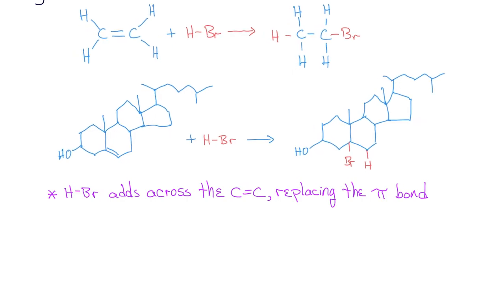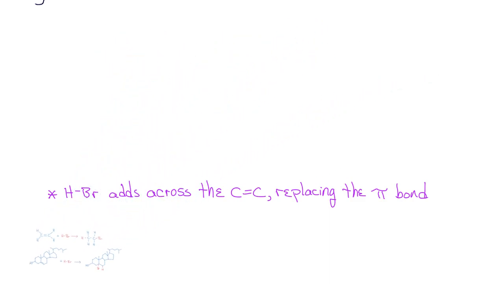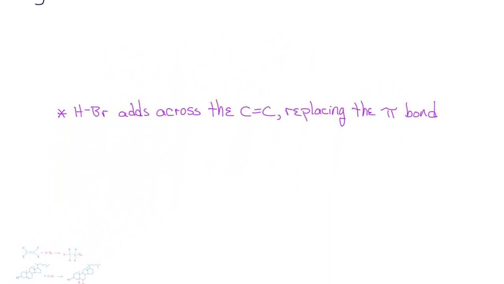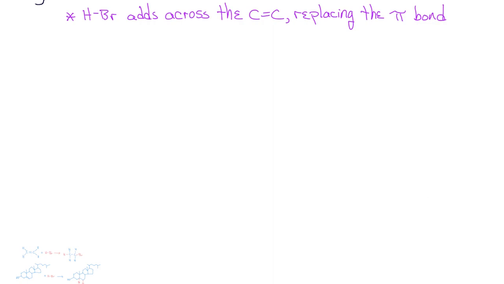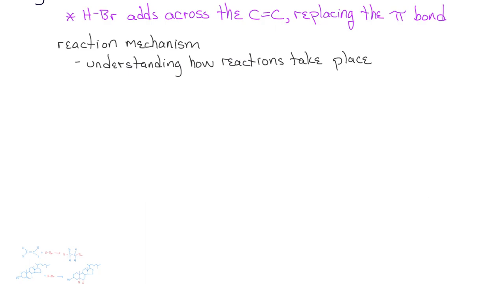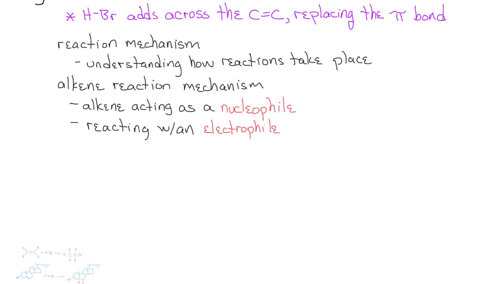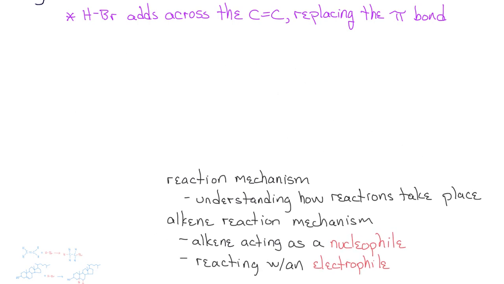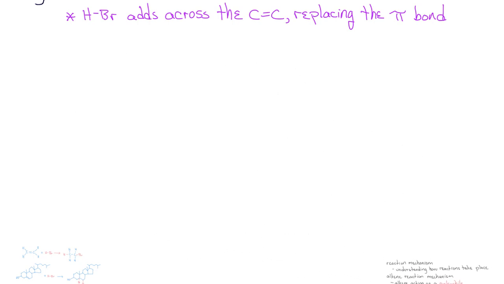Now that we've seen there's a pattern to how alkenes react, let's see if we can understand a little bit more about why new molecules form. Chemists call the process of understanding how reactions take place understanding a reaction mechanism. In general, the alkene reaction mechanism involves an alkene acting as a nucleophile and reacting with an electrophile. Let's look at this alkene mechanism in a little more detail. To begin with, we'll have a typical alkene, and we'll do the reaction again with hydrogen bromide.